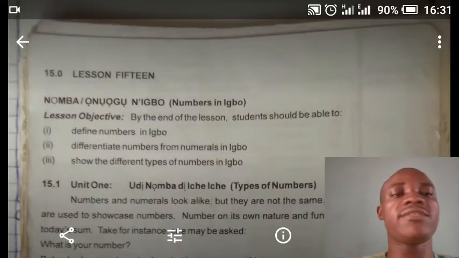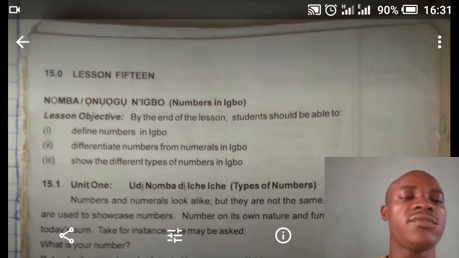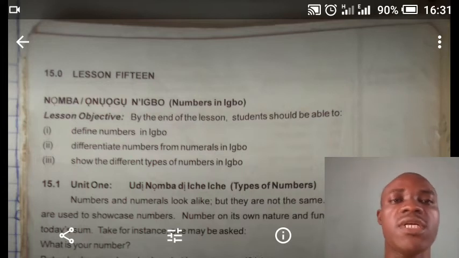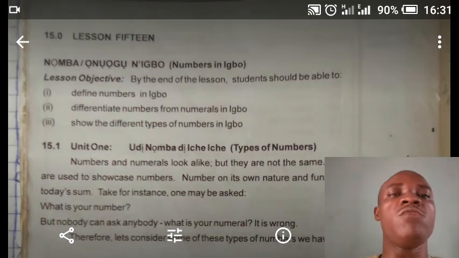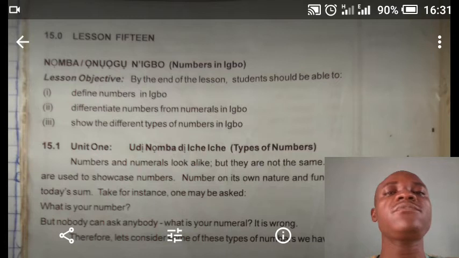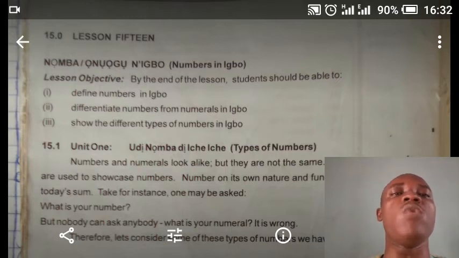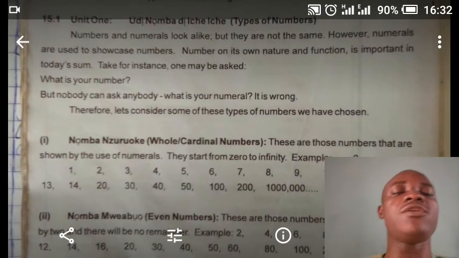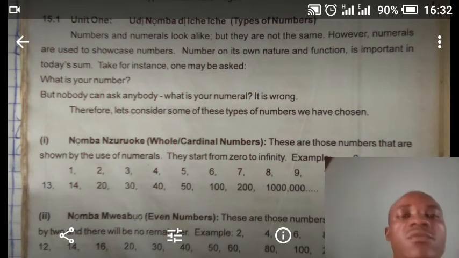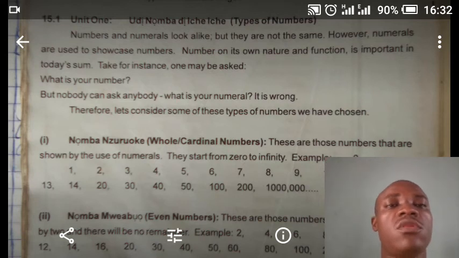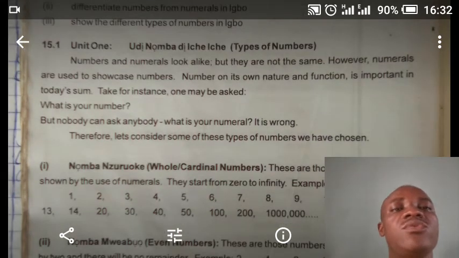Okay, today we are going to be looking at Igbo numbers, Onu Ogugu ni Igbo, that is numbers in Igbo. How you can identify and call the Igbo numbers. That is what we are going to be learning today.